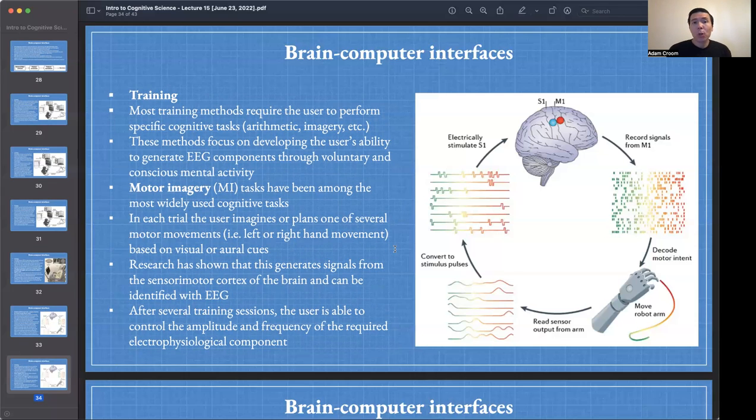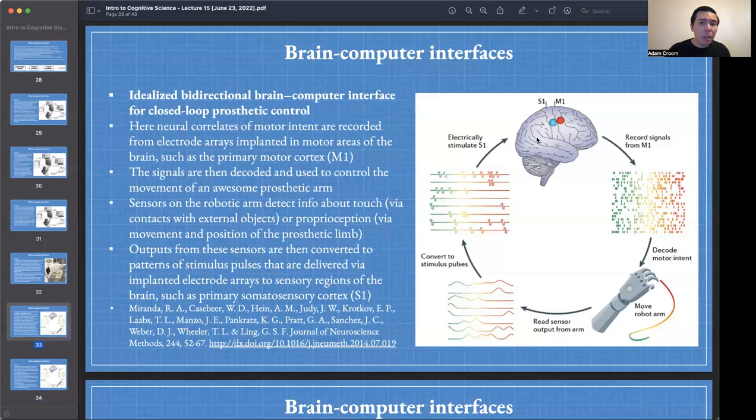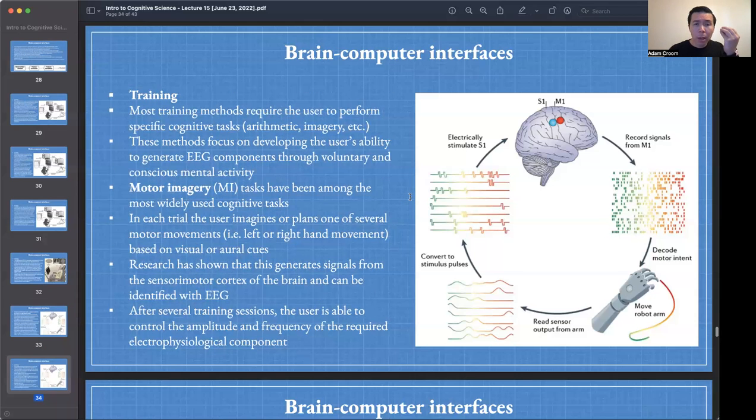So most training methods require the user to perform some specific cognitive task. Notice here that we need to train someone, the participant, to generate signals, like a motor signal here, which can be recorded and transmitted to the prosthetic device. So this is going to require some training. There are different ways that we might train such a device. Some common ways include arithmetic training and motor imagery training, and these methods focus on developing the user's ability to generate EEG components through voluntary and conscious mental activity.